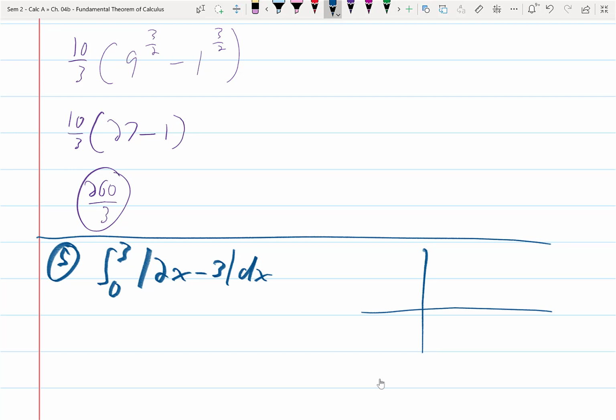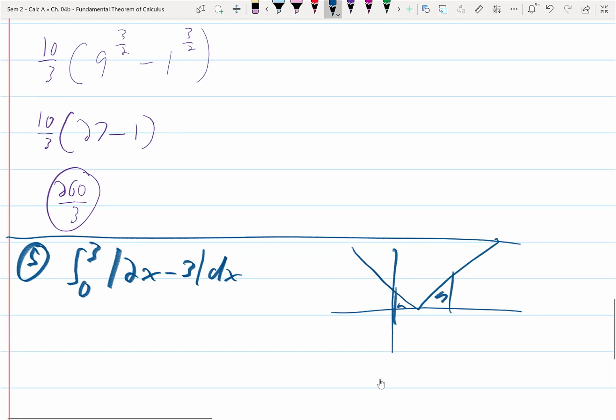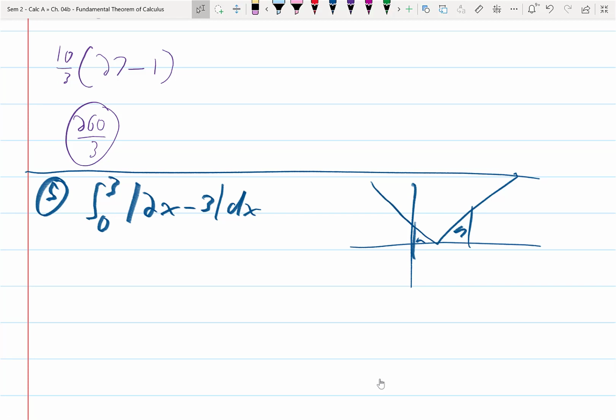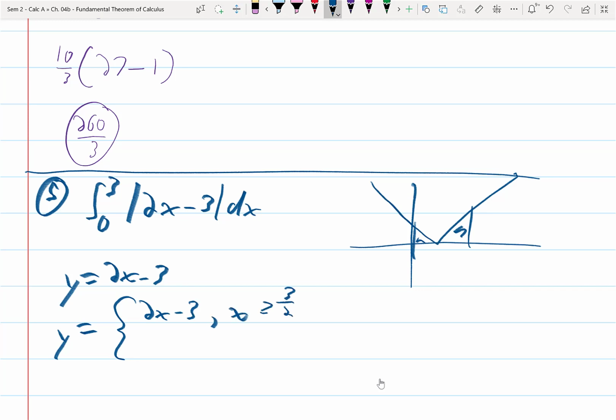Where does the cusp occur? 3/2. So it's going to look something like this, integral from 0 to 3, but you just need to know that this is going to be a piecewise. And so how to take an absolute value and split it to a piecewise means that if I have y equals 2x minus 3, that means that y is equal to, well, to the right of 3/2, it's going to be exactly the same. x is greater than or equal to 3/2. And to the left of 3/2, it's going to switch sign. Negative 2x plus 3 when x is less than 3/2.